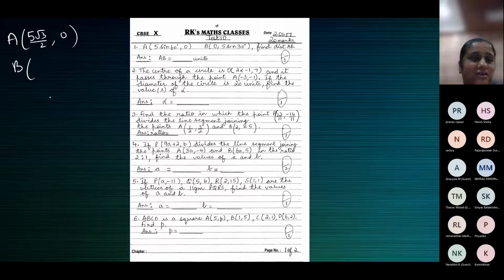Yes, this is right. So 0 comma, nice. So sine 30 degrees is 1 by 2. So 5 by 2, correct? Yes, then I get the distance. Fine, that's also correct. You will get the same result. Very good.